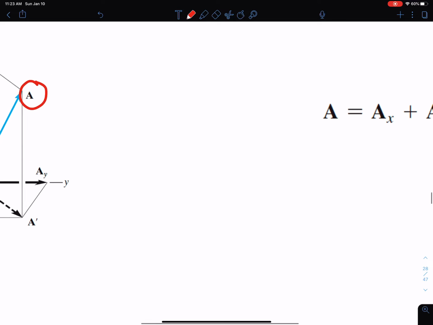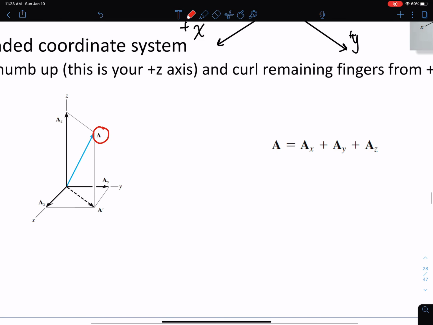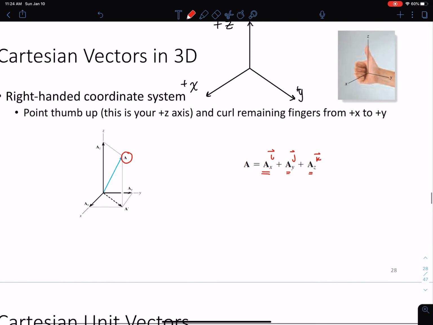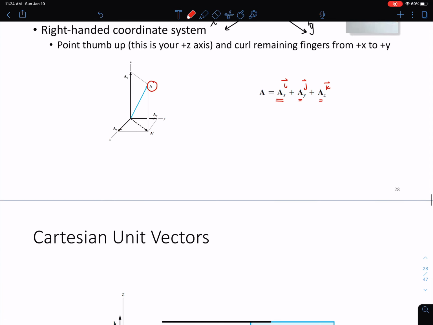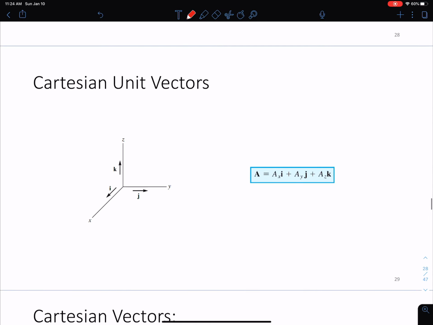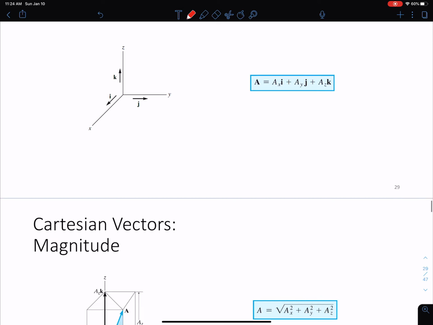So all we have to do now, instead of just including AX and AY, is add AZ in. For Cartesian coordinate systems, if you remember, this is still i, this is still j, and we use a little k for z. That's pretty much it. That's all we have to do to extend this rule to Cartesian vectors. These are the unit vectors I just wrote out here: positive i, positive j, positive k, which we determined with the right-hand coordinate system.